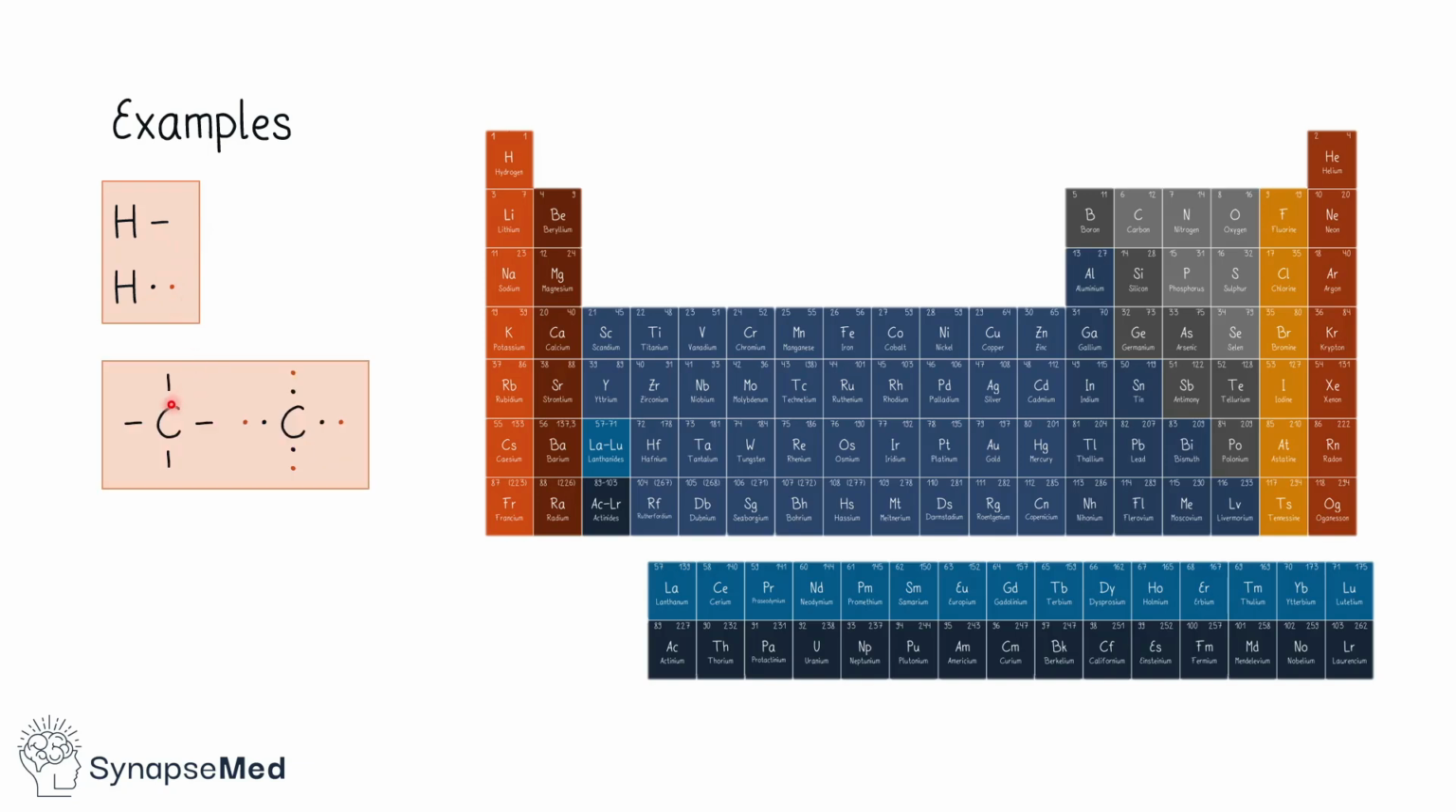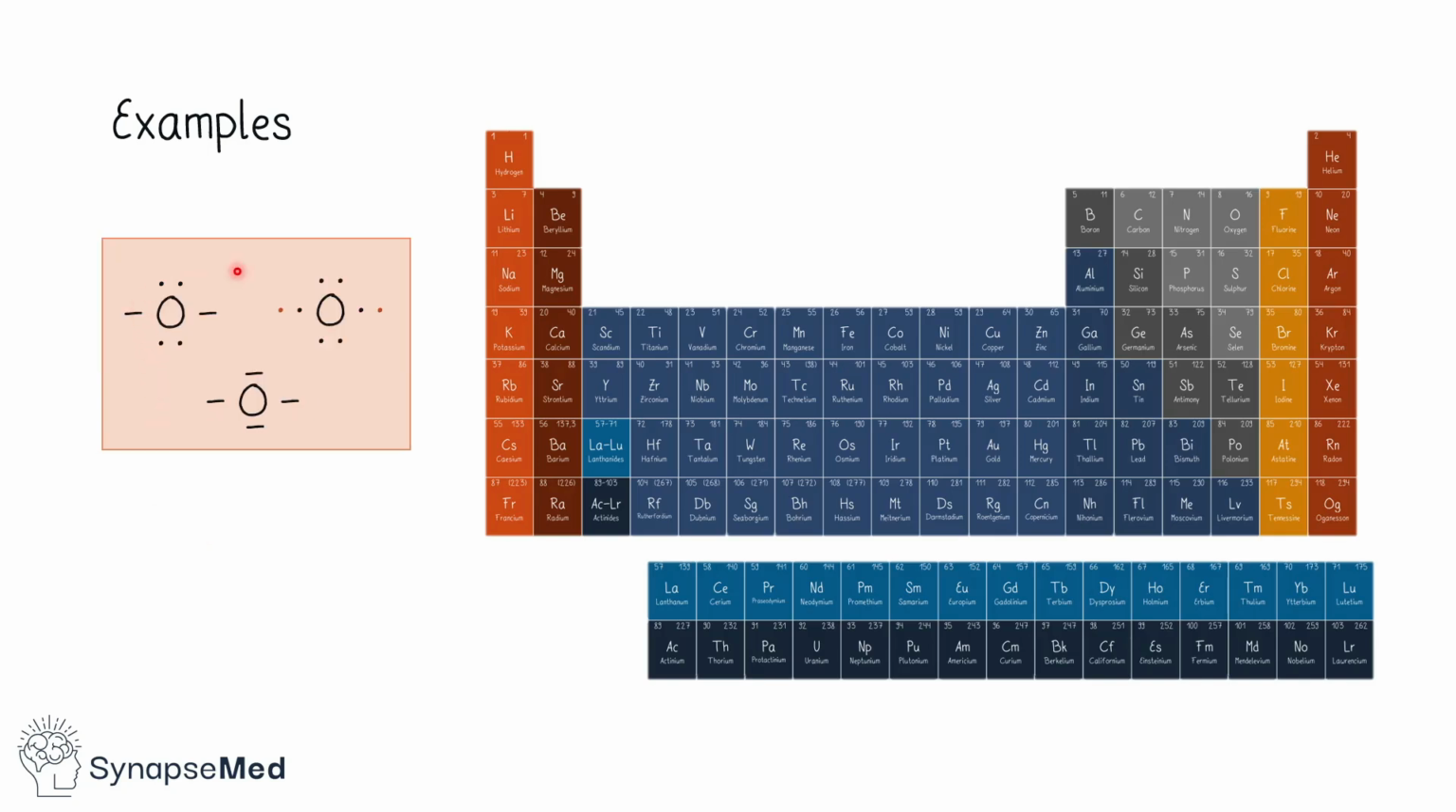Another example is a carbon with 4 lines attached. This depicts 8 electrons, and we could also draw it like this. The same goes for nitrogen, oxygen and fluorine. I just want you to remember that one line is 2 electrons, so you won't be confused.